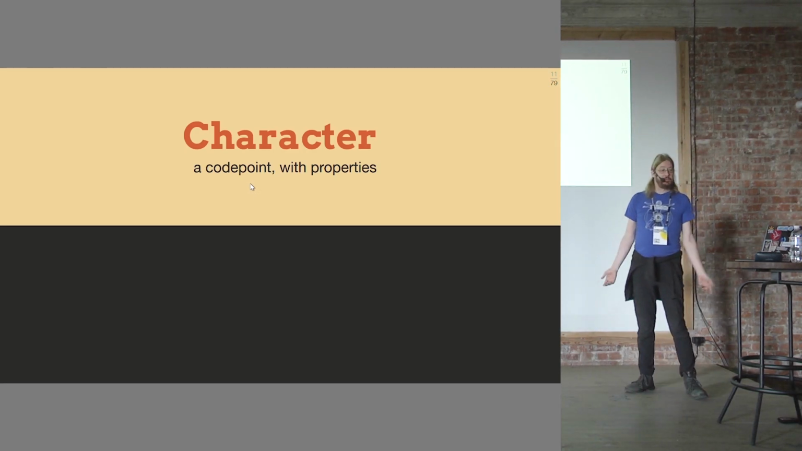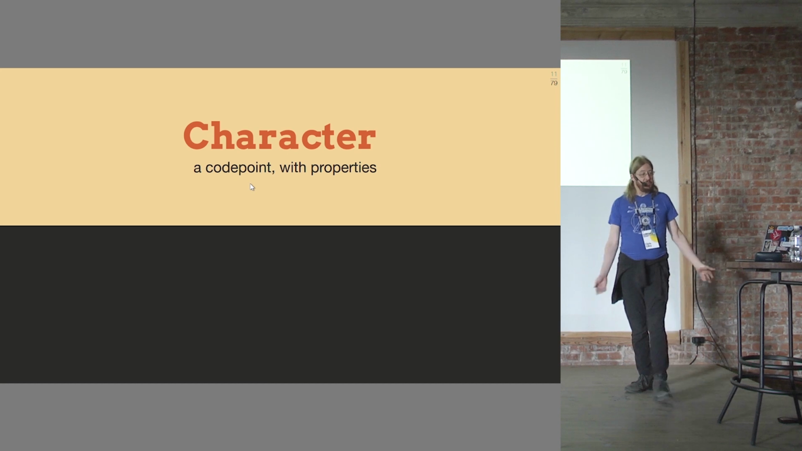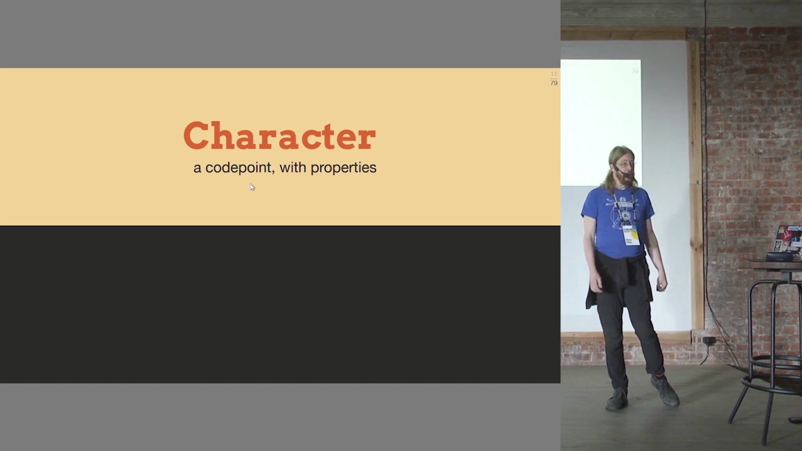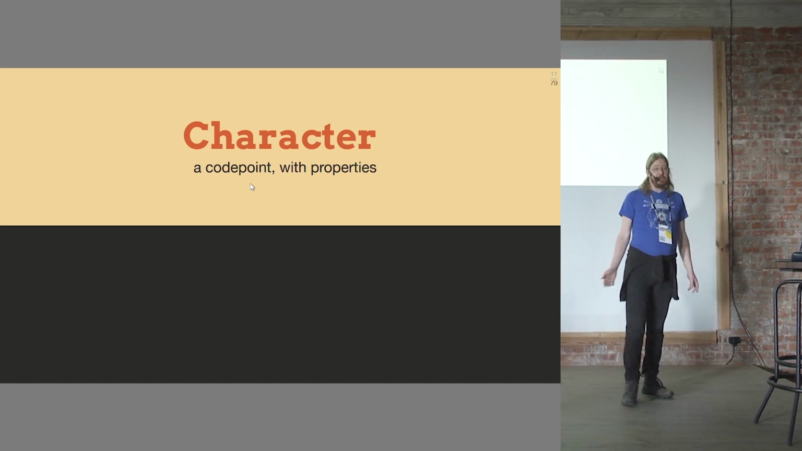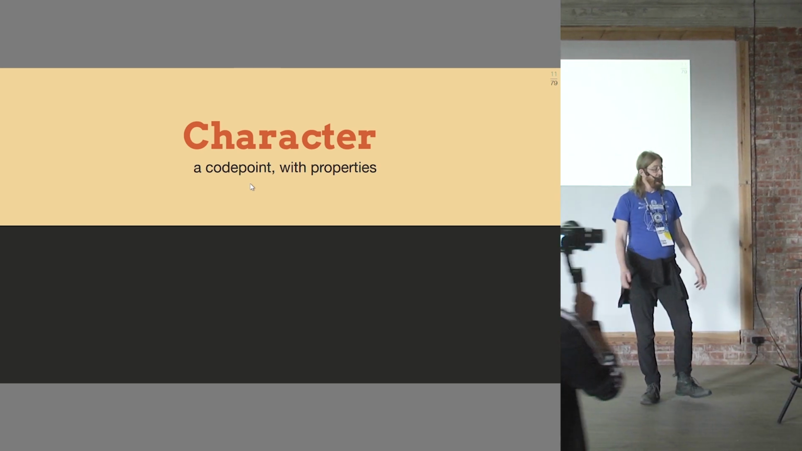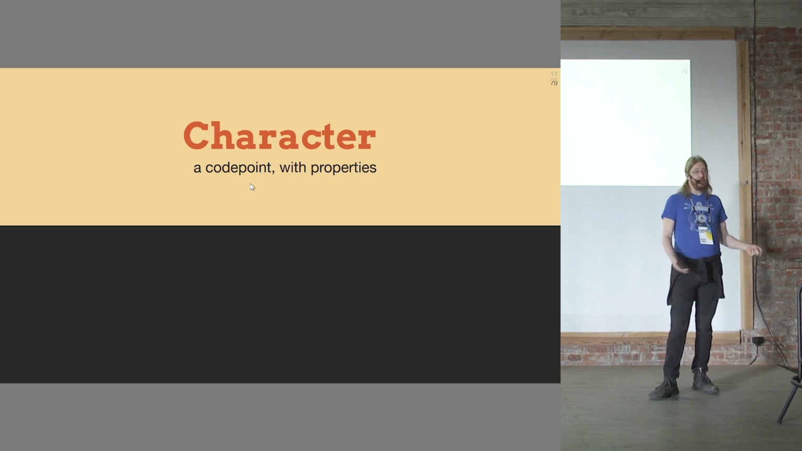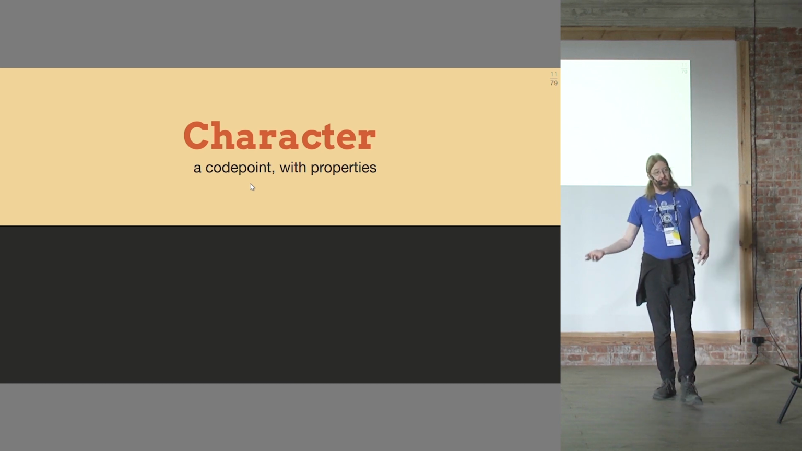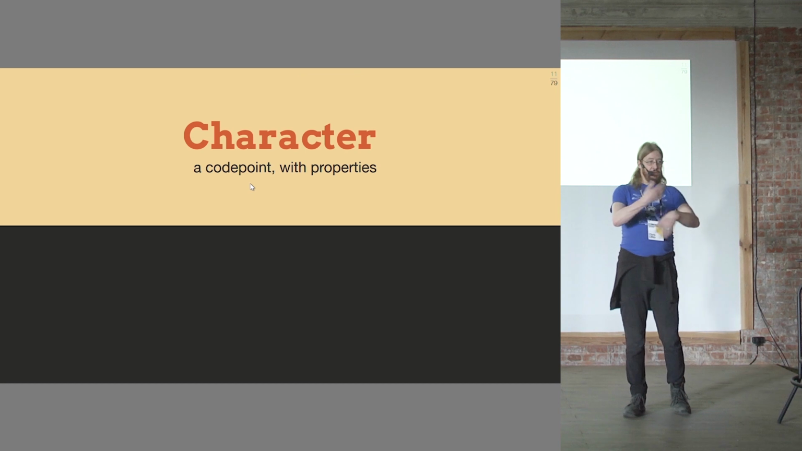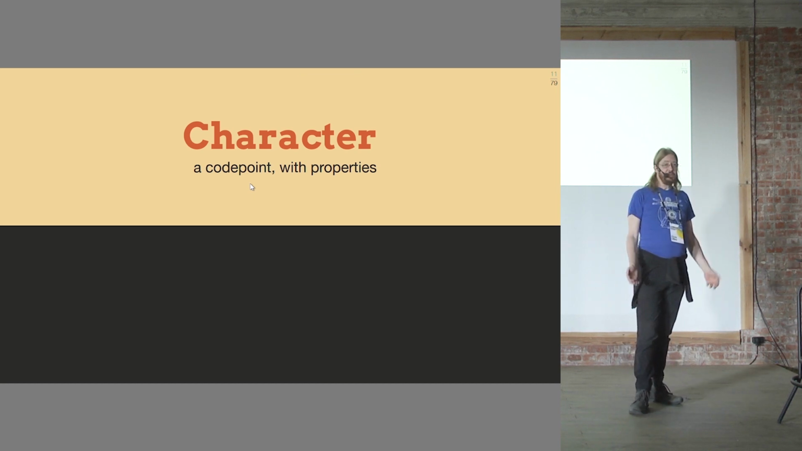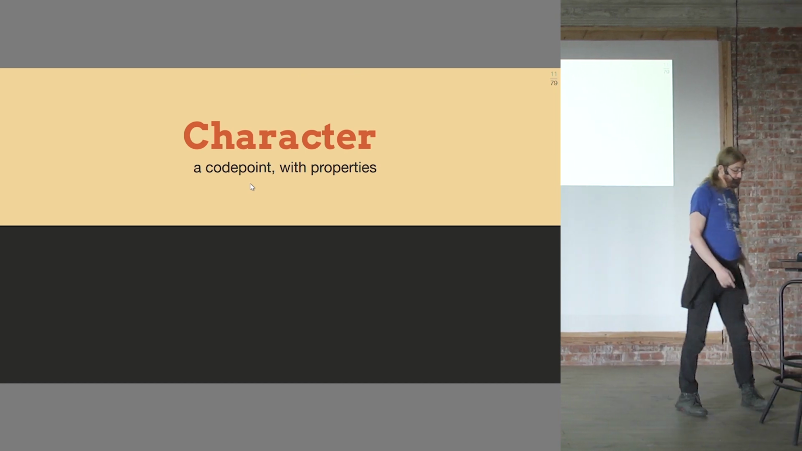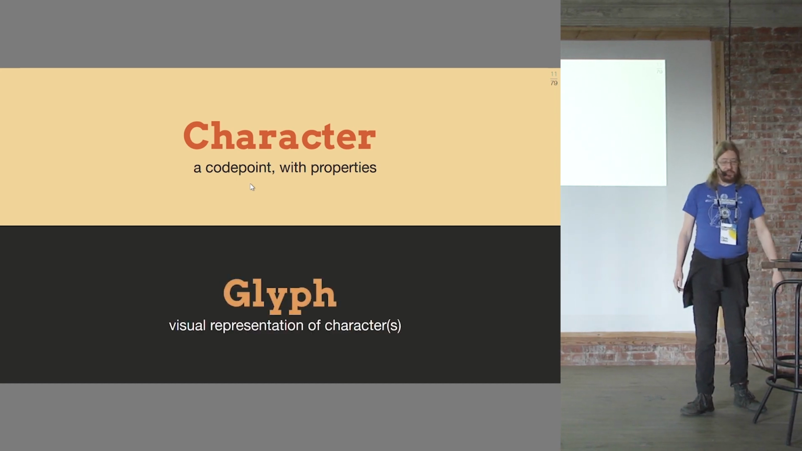What is a character? It's actually just a number. It's a code point in Unicode. But as well as just a number, like an A is 65, this sort of thing, it also has some properties. For example, A is a capital letter, and it's not punctuation, and it's not a number. So these sorts of things altogether as a bundle of properties defines a character, as opposed to a glyph.